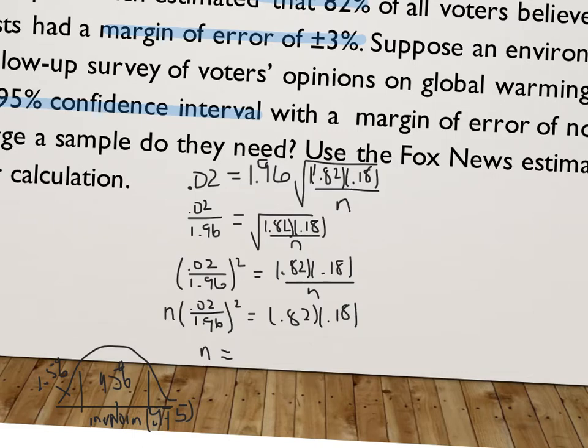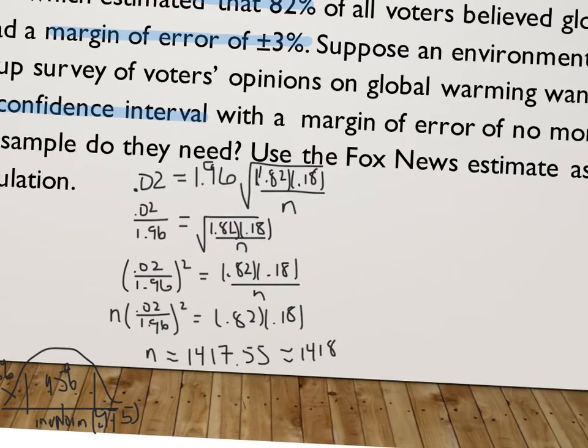Now, could you have used a decimal approximation initially with 0.02 divided by 1.96? Yes. Could you have used a decimal approximation for 0.82 times 0.18? Yes. And you do get something about 1,417.55. Now, for these problems, we always round up because we are referring to a sample. So we're going to say this is approximately 1418, and then we write a statement in context.